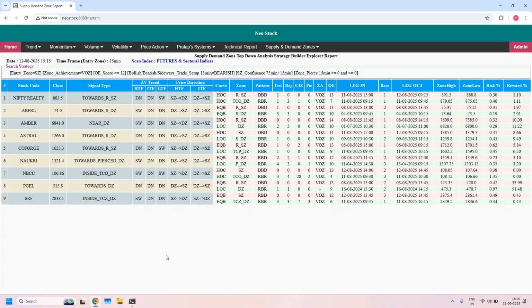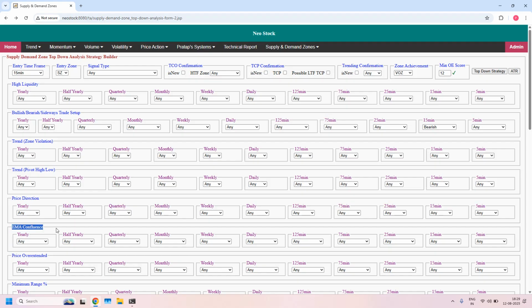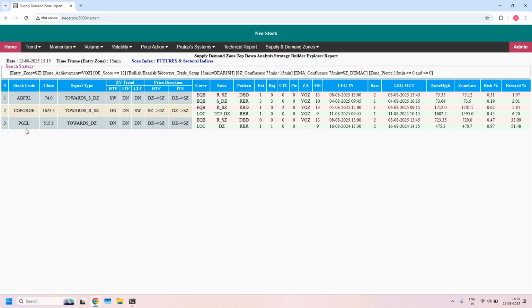We can further filter based on a 75 minutes supply zone having daily EMA confluence. 75 minutes supply zone with daily EMA, because the 75 minutes trend is a downtrend. We got 3 stocks. That way these 3 15 minute supply zones might have a higher probability of success.